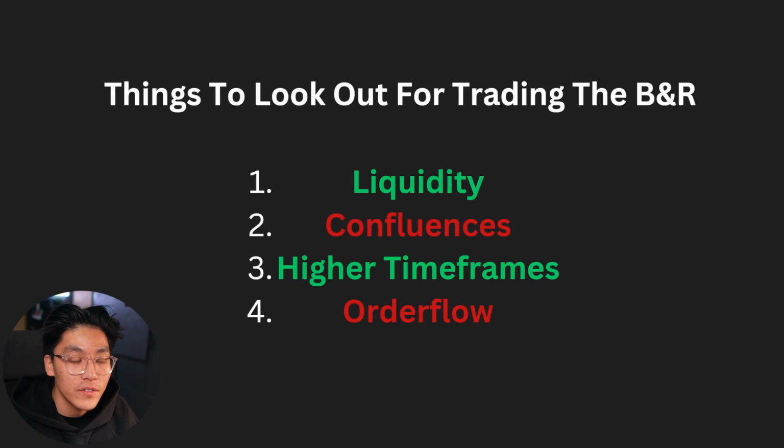If we have relative strength, and we're looking to trade that break and retest, if you have that relative strength compared to the indices, that's going to give us an extra added confluence to trade the break and retest towards the upside. If we have relative weakness, that's going to give us extra confirmation that we can trade towards the downside for the break and retest. So having these 4 things, liquidity, confluence, higher time frames, and order flow, and making sure that you're looking out for these when trading the break and retest is going to give you those A+ break and retest entries.